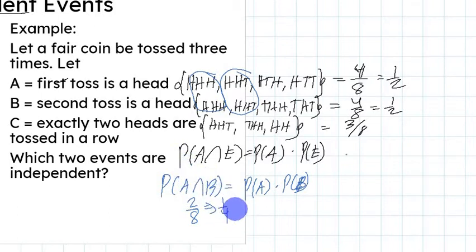We also get 1/4 if we multiply the probability of A, which is 1/2, and the probability of B, which is also 1/2, then by definition, we can say that the two events are independent. And we know that 1/2 times 1/2 is 1/4. So therefore, by definition, event A, first toss is a head, and event B, second toss is a head, are independent of each other. Which makes sense. Whenever you toss a coin, the first toss will not affect the second toss.